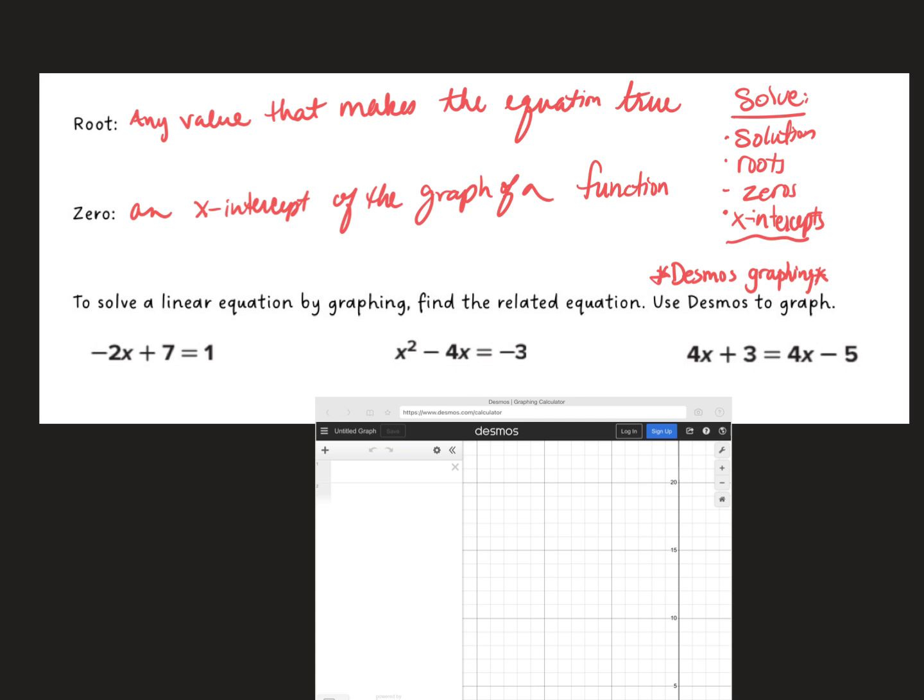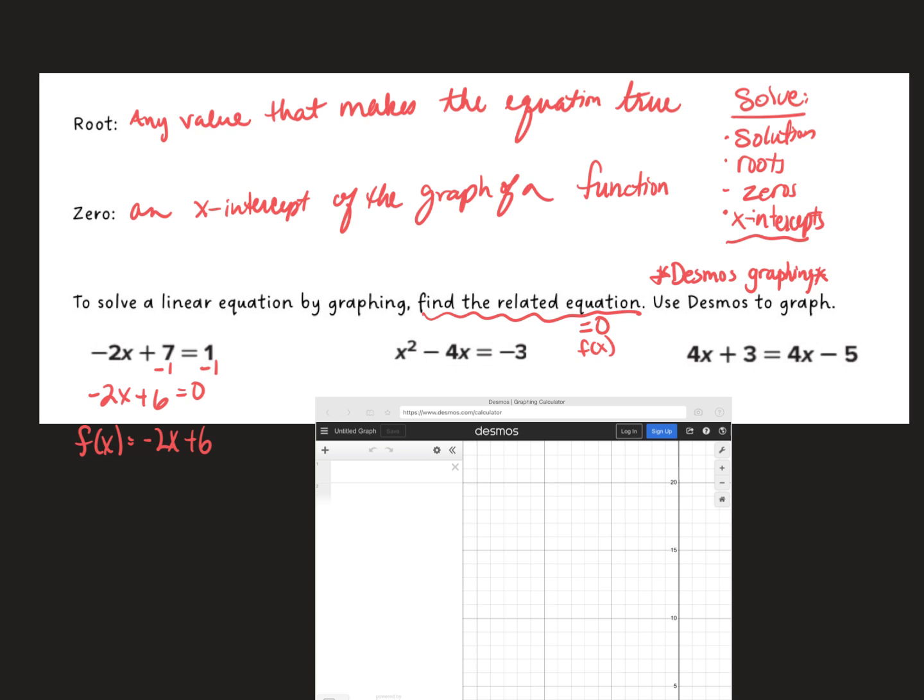Now what we're going to do, we're going to find the related equation, which means we're going to make it equal 0, and we're going to replace the equal 0 with f of x, or g of x, or whatever the function name is. But I am going to show you that when you're taking a standardized test that you can use Desmos on, you do not have to put it in that form. Okay, so I am going to subtract 1. It's going to make that equal 0. Negative 2x plus 7, minus 1, equals 0. So I'm going to have f of x equals negative 2x plus 6.